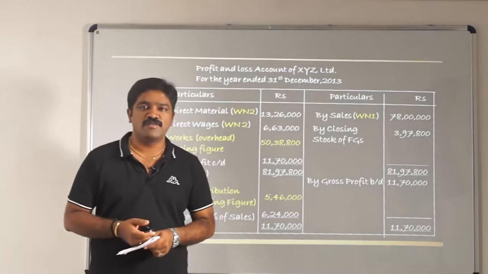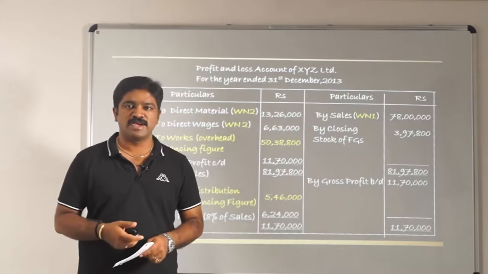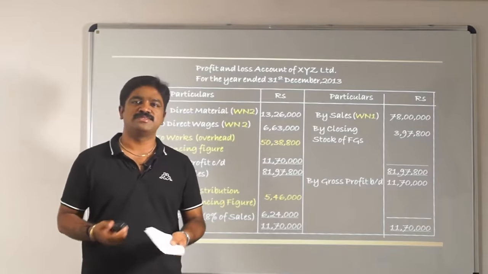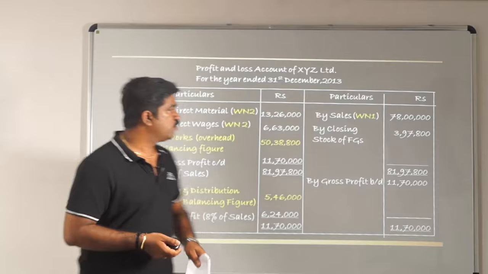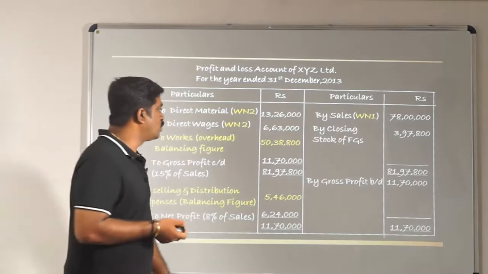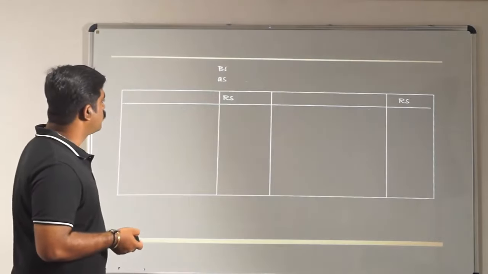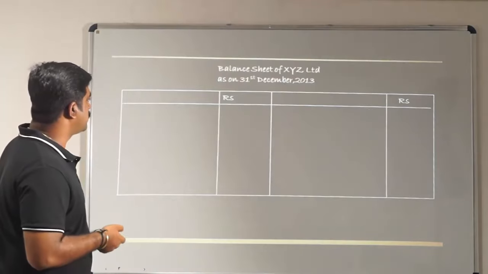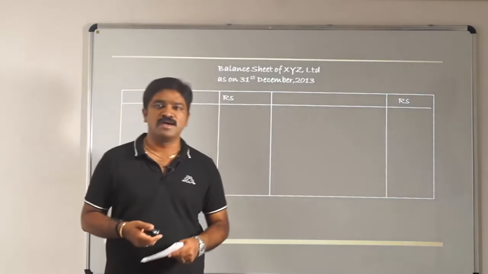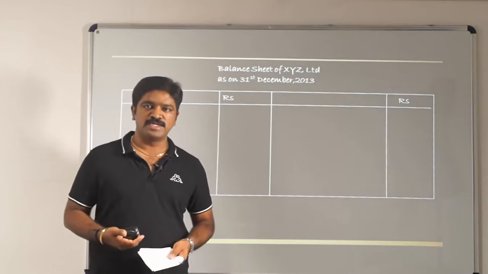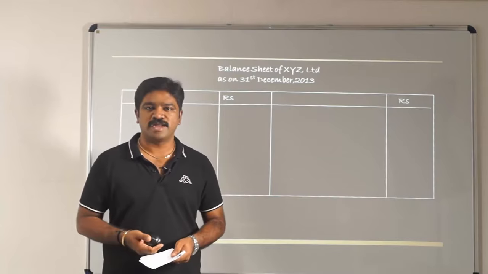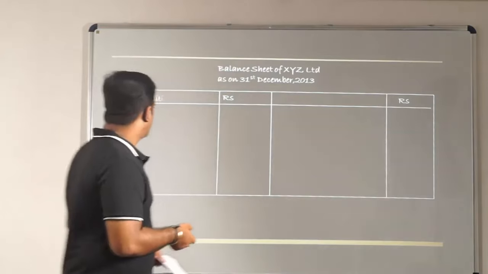So this 5,46,000 is the balancing figure, and I have given the name as selling and distribution expenses. You can call it selling general admin expenses also. So we have prepared the trading account and profit and loss account. Now we'll move on to the balance sheet of XYZ Limited as on 31st December 2013. We have various information with us. We have calculated equity, we have calculated reserves and surplus, we know their long-term liabilities and current liabilities. Okay, let's capture one by one.